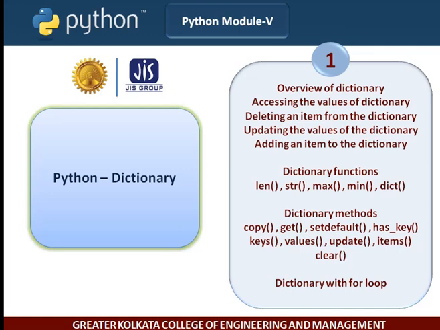And dictionary with for loop also we will learn within this module. Also we will try to do more exercises on Python code. For coding we are using Python IDE, and also I am using a digital whiteboard for better clarification. What I am writing on this digital whiteboard, this is required to note down for your further reference.